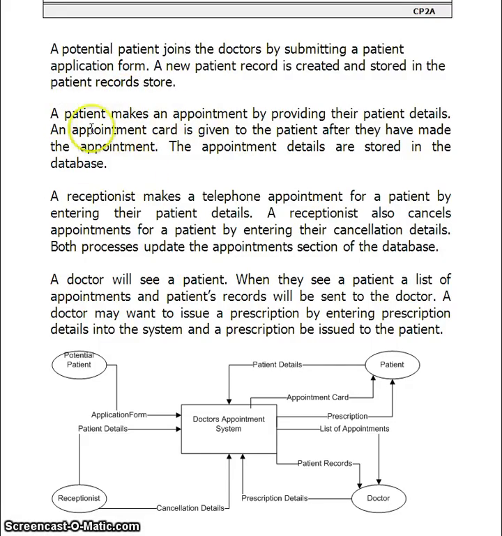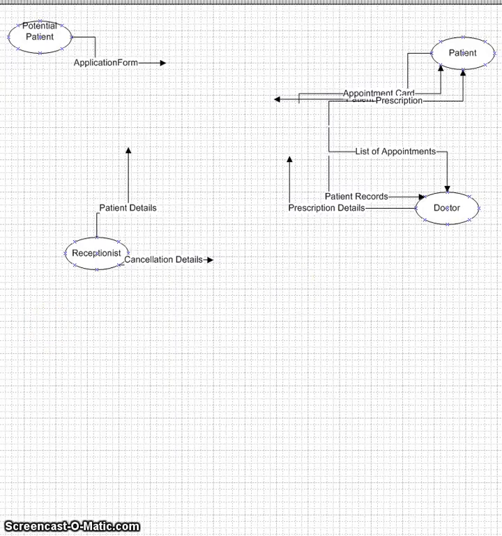Second paragraph, the patient's making an appointment. Third paragraph, making a telephone appointment and cancelling an appointment. The last paragraph is all centered around the doctor will see a patient. So we've got ourselves 5 processes there, and they need to come across into our diagram.